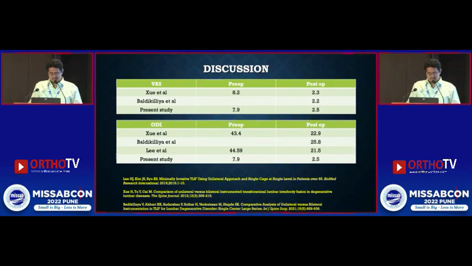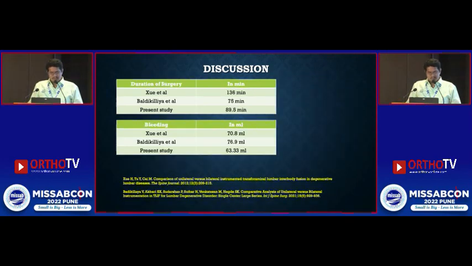Comparing with other studies, the VAS score of leg and back was comparable, being 2.3 and 2.2 in other studies. In our study, it was 2.5. Oswestry disability index was also comparable with others. The intraoperative bleeding observed is also less compared to other unilateral TLIFs, and the duration of surgery was also 89.5 minutes.